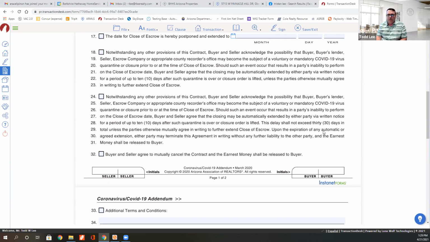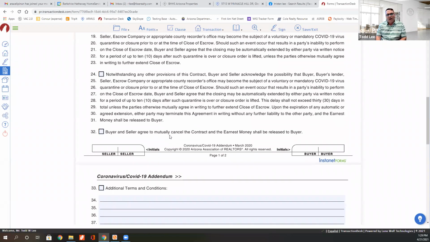Upon the expiration of any automatic or agreed extension, either party may terminate this agreement in writing without any further liability to the other party, and the earnest money shall be released to the buyer. So that one right there, it says you can terminate, you can cancel. If you're a buyer, this gives you another out for the whole period of being in escrow. I mean, any other reason that you can think of or that may come about, you can cancel your transaction and use coronavirus as your excuse to cancel. So again, I don't like the way these are written.